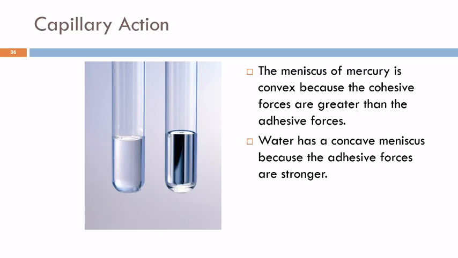And this is because the relative strength of adhesive and cohesive forces is different. Water has a concave meniscus because the adhesive forces are stronger. The water is attracted more to the glass, and so it climbs up the edges. In mercury, the cohesive forces are greater. The attraction between the mercury atoms is greater. And so it looks like it's kind of trying to avoid the walls of the test tube that it's in. Any questions?